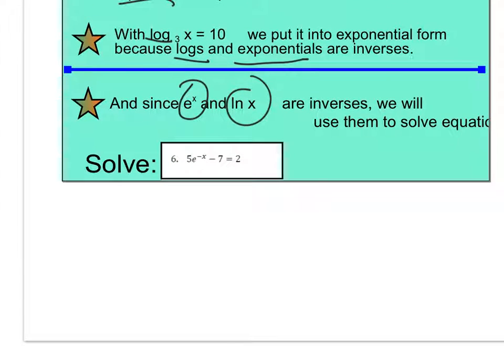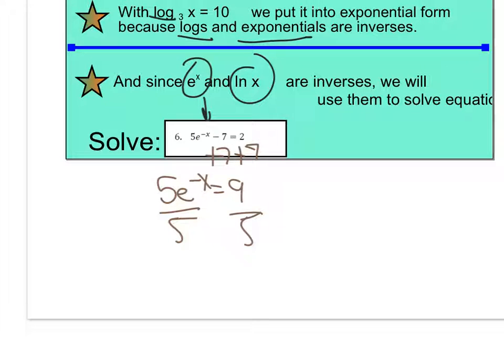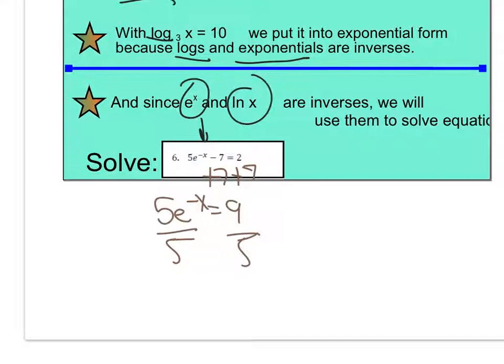So let's take a look at what I'm doing here. I'm trying to figure out what x is. X is stuck inside this exponent for e. So here's what I want to do. I want to add 7. 5 times e to the negative x equals 9. Okay, so then I'm going to divide by 5. You're dividing both sides by 5, so you're going to have e to the negative x equaling 9 over 5, which is going to be 1.8.